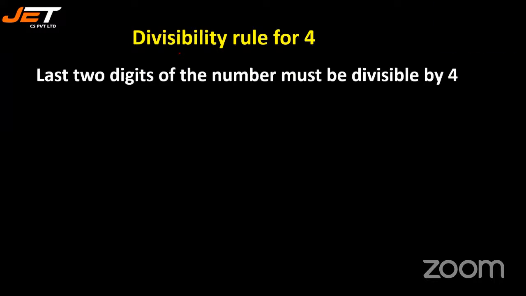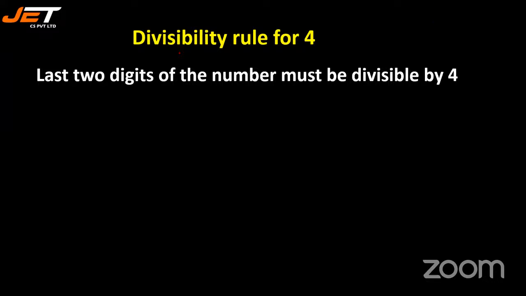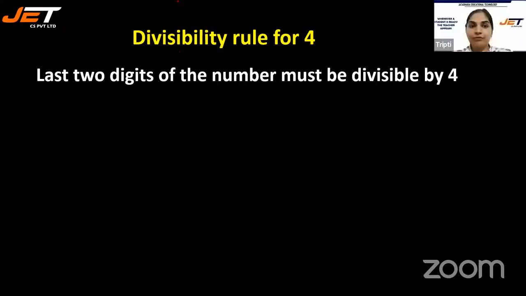Next, we did the divisibility rule of 4. It says that you don't have to see the entire number. You just have to check the last 2 digits. If the last 2 digits are divisible by 4, then the entire number is divisible by 4. Like 148. You just have to see the last two digits, 48. Is 48 divisible by 4? If yes, that means 148 is also divisible by 4.